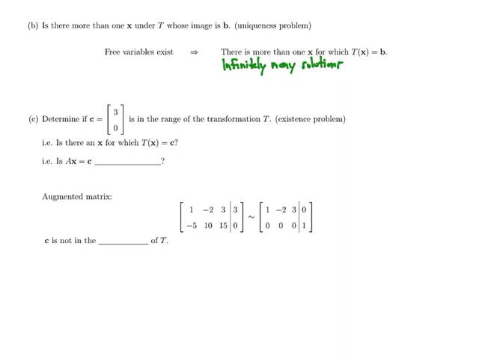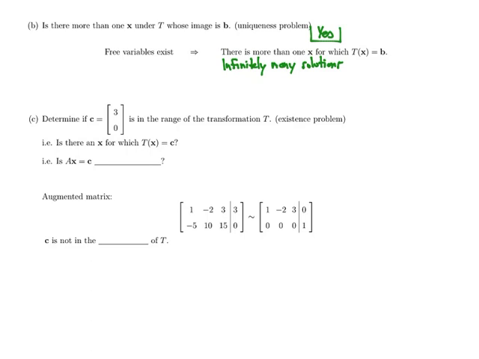So the answer to this question is yes, there is a unique vector x whose image under T is B. The next question says, determine if C, 3, 0, is in the range of the transformation. This is an existence problem. We're going to be asking, does this system have a solution? So to reword this question, we're saying, is there an x for which T of x equals C?